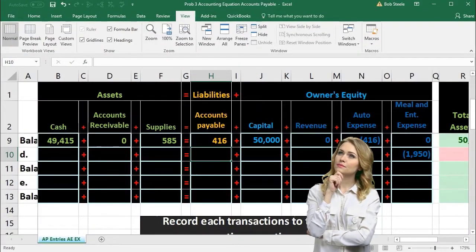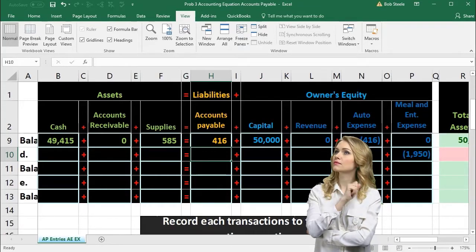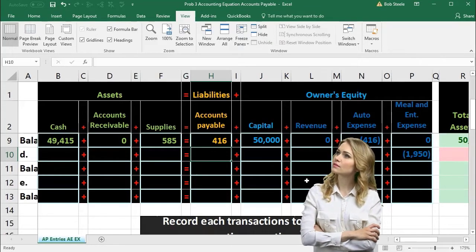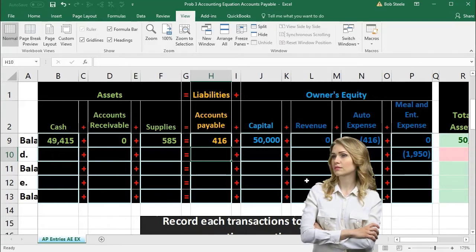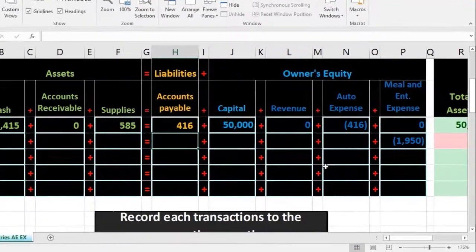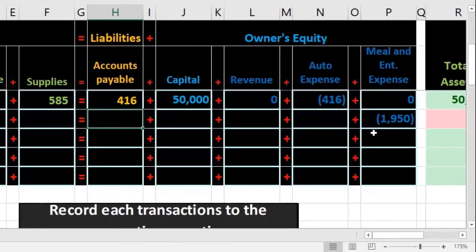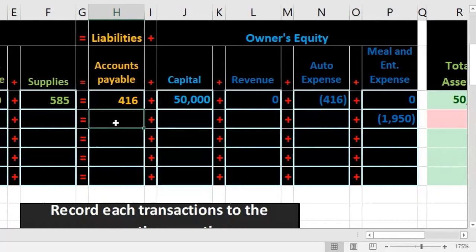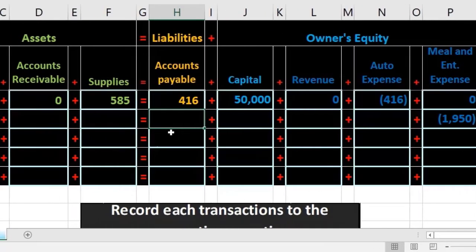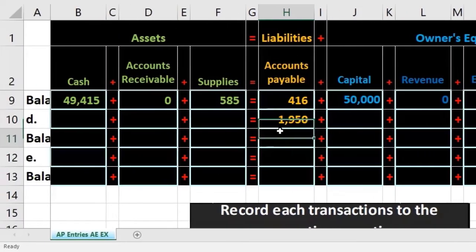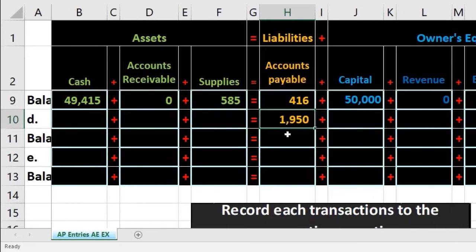We purchased meals and entertainment, so we know that accounts payable is going to go up in a few different ways. One, we know it's going up because meals and entertainment went down, and it's on the same side of the equal sign. Therefore, if something on this side of the equal sign went down, and the other account is also on this side of the equal sign, then it must be going up, 1950. We also know that it's going to go up because it's increasing a bad thing.